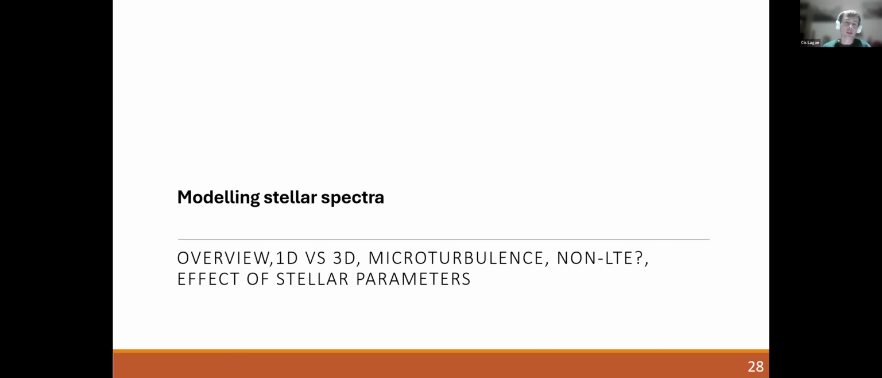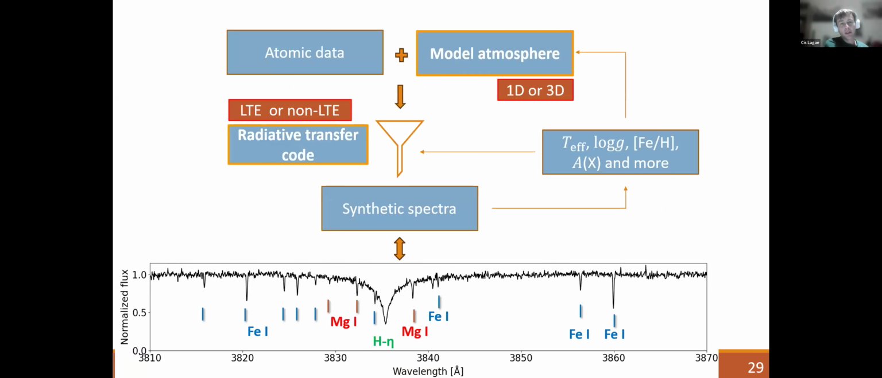So next up, let's look at how we actually model stellar spectra, all the assumptions that go in and how that reflects in the final spectrum that comes out. This is a figure I made in my PhD. It gives you an overview of spectrum synthesis with all the ingredients that go into it. So let's just run through it a bit.